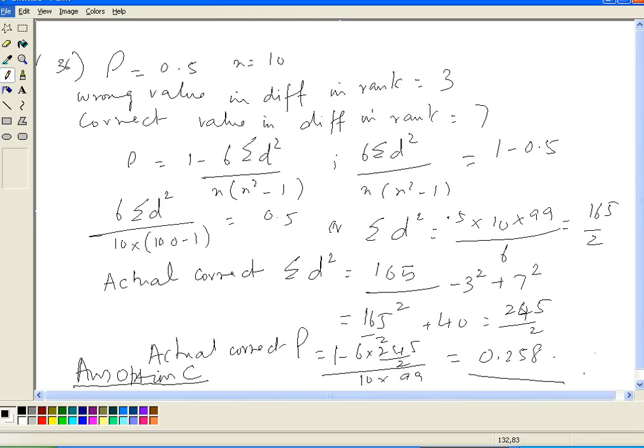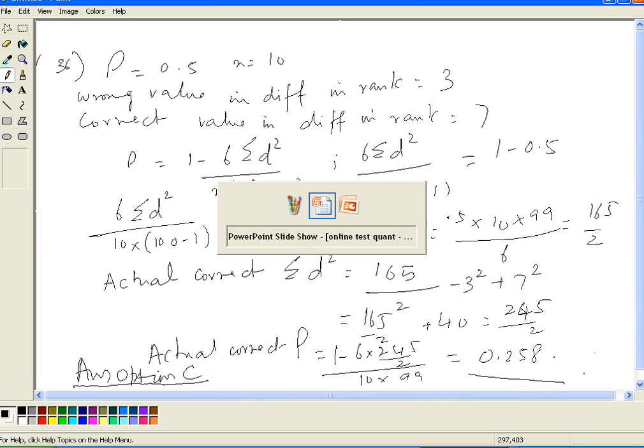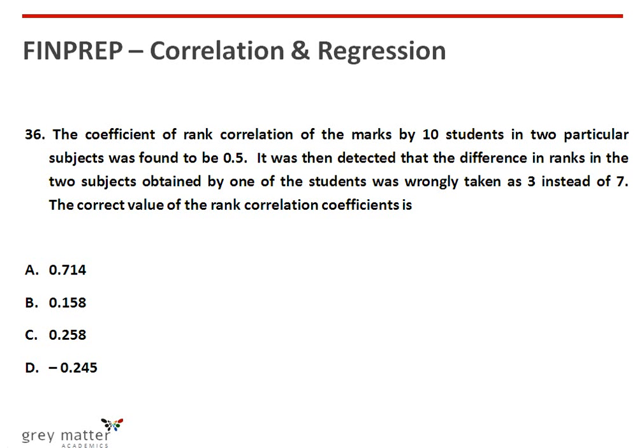So the actual correct rank correlation coefficient rho is equal to 1 minus 6 into 245 by 2, divided by the same 10 observations, so 10 into 99, which works out to approximately 0.258. So the answer is option C. Going back to our PowerPoint presentation, the option is C, which is 0.258.